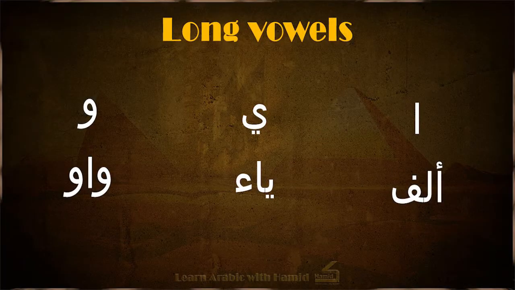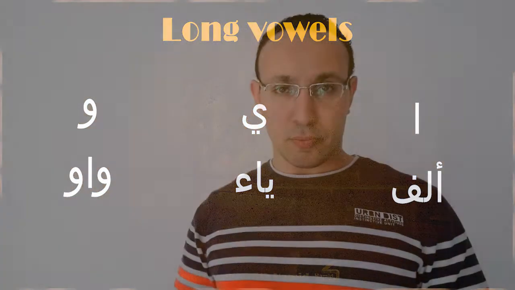So for the fatha, we have the corresponding long vowel, alef, which is aa. So instead of a, it's aa. For the kasra, we have the corresponding long vowel, which is the ya, ee. So kasra, ee, ya, ee. For the dhamma, we have the corresponding long vowel of the waw, which is oo. So the dhamma, u, and the waw is oo.